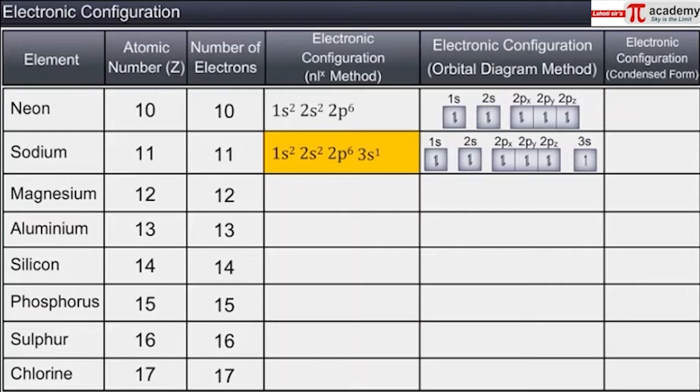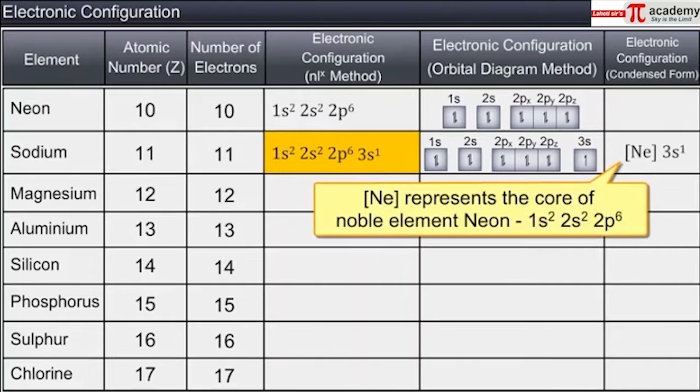2s2, 2p6, 3s1, can also be written in a condensed form as neon 3s1.